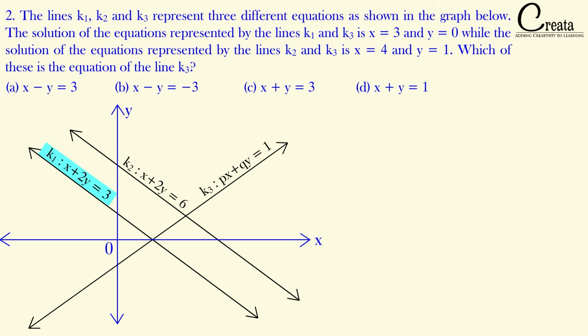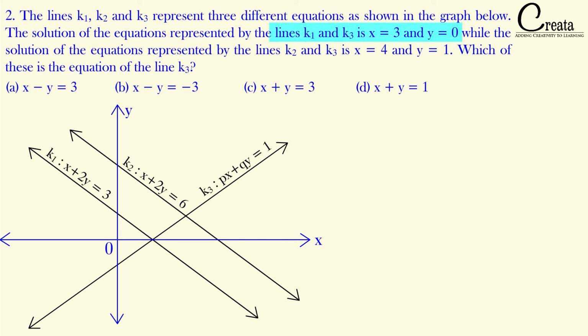K1 is given as x plus 2y is equal to 3. K2 is given as x plus 2y is equal to 6. And K3 is given as px plus qy is equal to 1. Here p and q are the unknown terms that are given in the line K3. Further, the solution of the lines K1 and K3 is given.